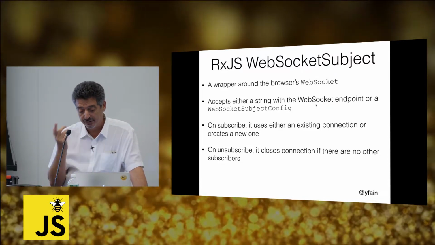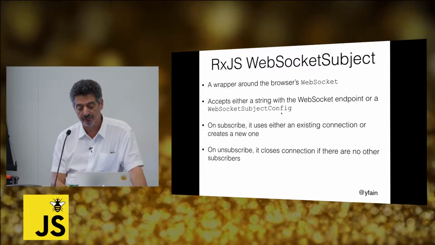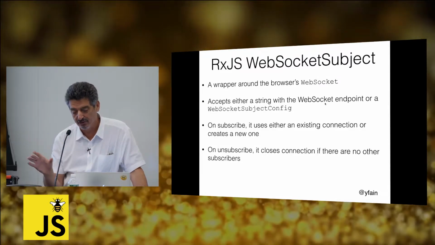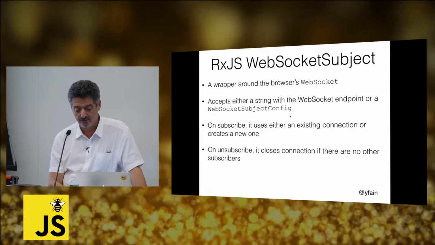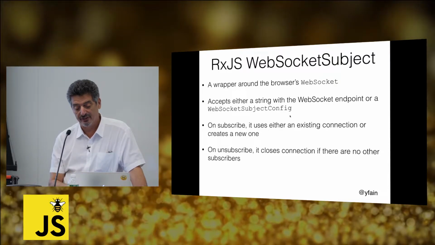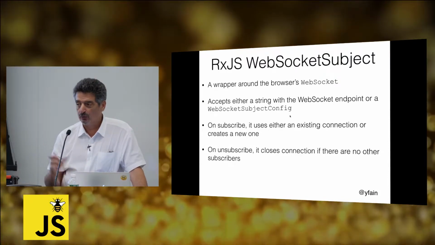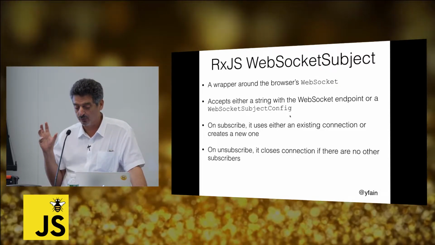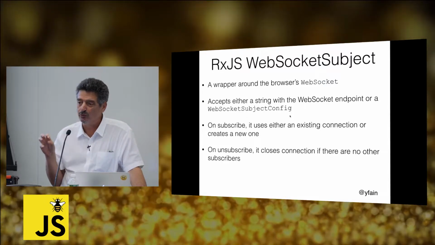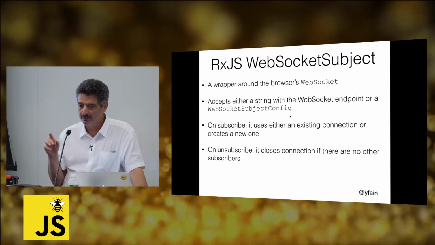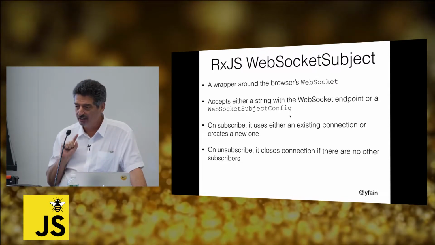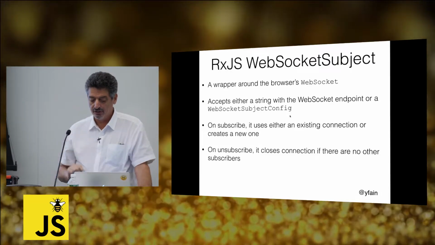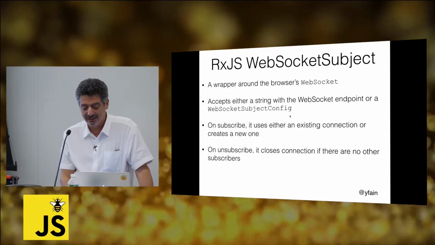And it can accept a string with the server-side URL, or you can provide a configuration object specifying where to connect to. And also on subscribe, the RxJS WebSocket subject will either create a new connection or reuse the one that's already there. It's also nice because you may have an Angular app with several clients that are interested in talking to that remote socket. So it can reuse the existing connection.